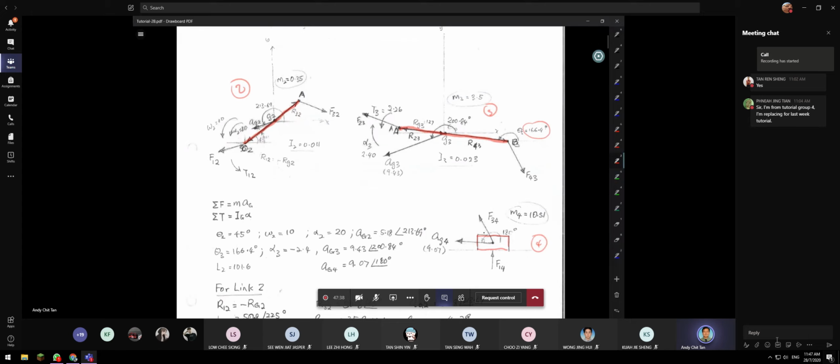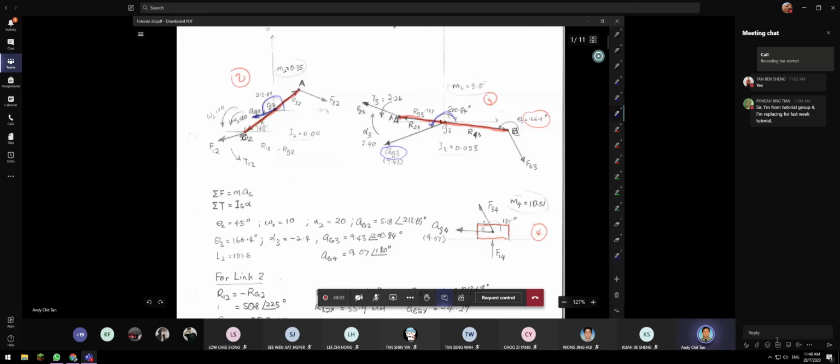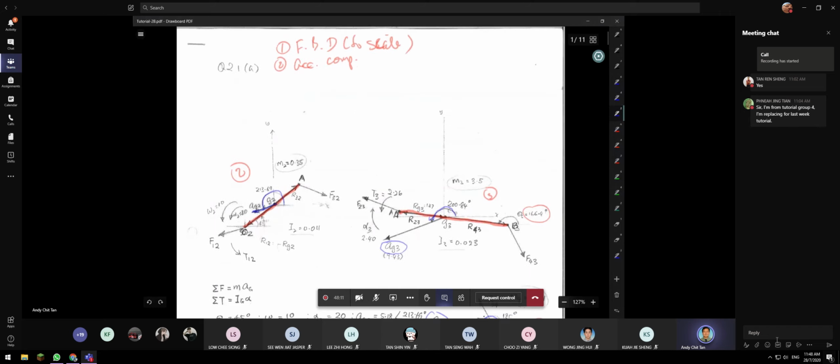So AG2 is given here. This is AG2, and the angle is also given. You can refer to your book. Now AG3 here, and the angle is, remember I showed you already, 200.4 from the horizontal. So we know the arrow direction. And we also know AG4, 180 degrees, so we draw from here.